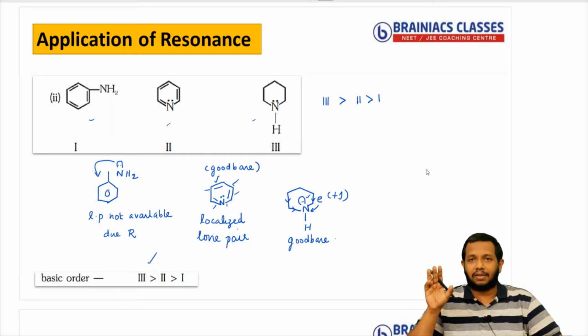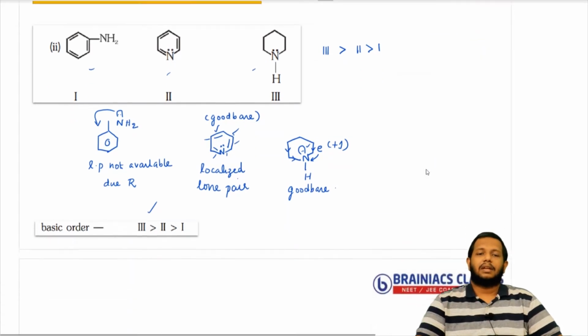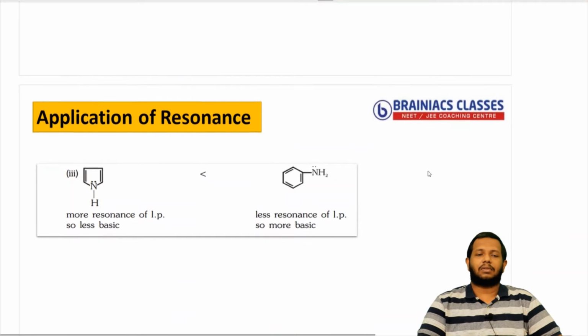If the lone pair is available, check whether that lone pair is entering into resonance. If it is not entering into resonance, it is available for donation. Also check for other factors, something like the inductive effect. Plus I effect it should be. Minus I effect means it will attract the electrons away from it. The purpose is to increase the electron density on the atom which is capable of donating electrons. So if the electron density is increased, it can donate electrons. That means it is a good base. Very simple. Okay, now let's try out the next question.